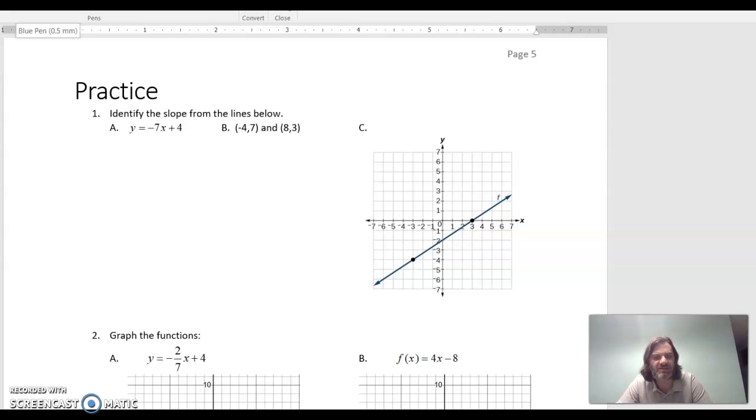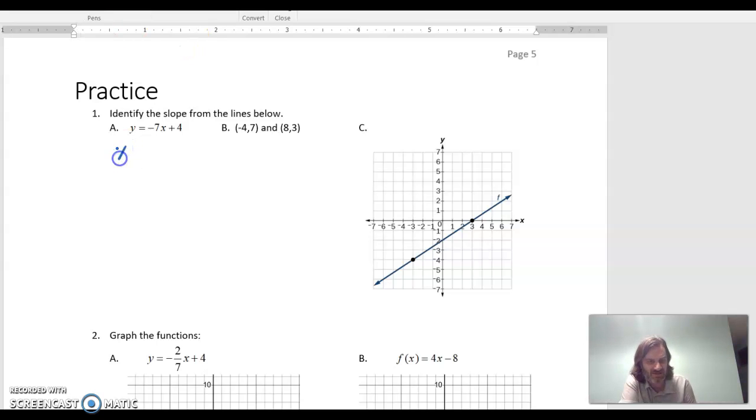Hey, we got some practice here. The first set is identifying the slope from a line. Lines can be given in different ways, so we'll see how it works. The first one is y equals negative 7x plus 4.